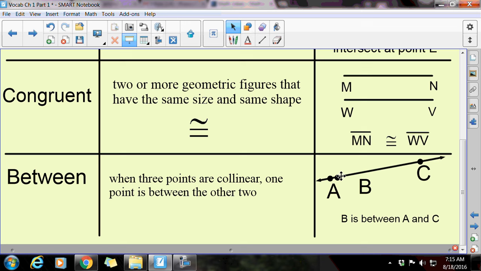If it's over here, it's still between A and C. If it's over here, it's still between A and C. So any of these places, it's between A and C. If I put it over here, now C would be between B and A. So when you have 3 points, one's going to be between the others if they're collinear points.